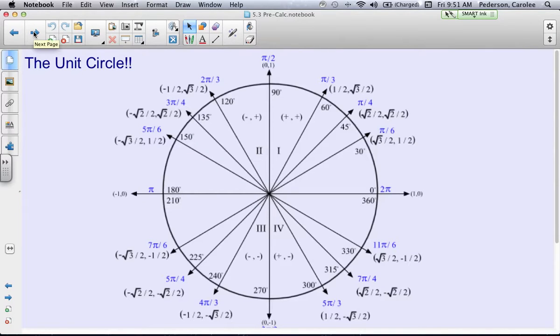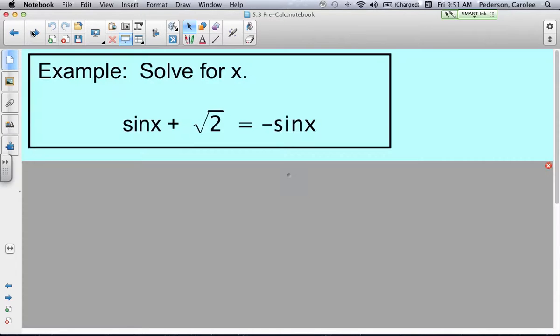The unit circle. You should have that on your desk. We're going to refer to this a lot today to solve for x. I forgot that I had that in there. All right, so we want to find out what x can be in this equation. And our answer, we want it to be in an angle measure, and we're going to keep it in radians, not in degrees. So we say the sine of x plus the square root of 2 equals negative sine of x.